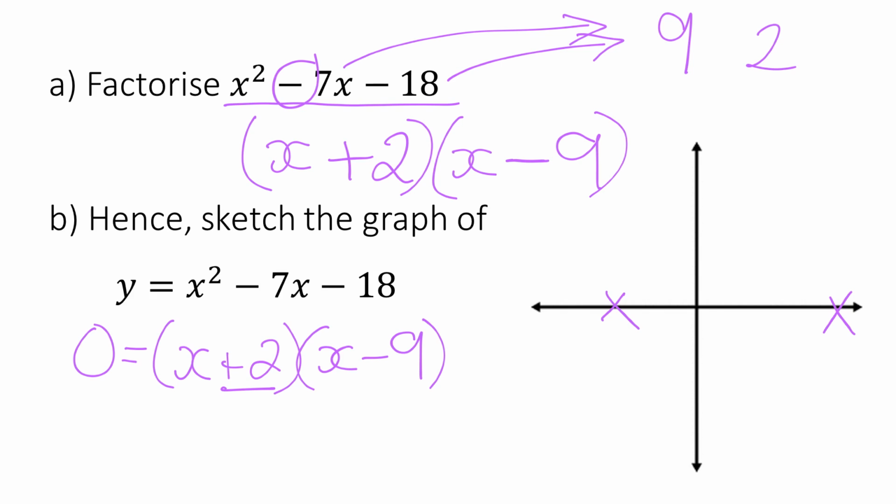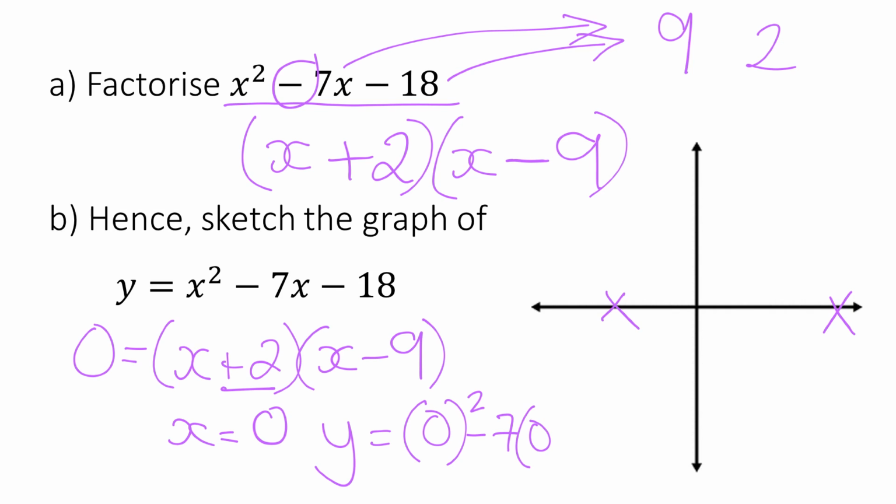The only other coordinate we need to find is where it crosses the y-axis, and to do that we're going to substitute in x equals 0 into our original equation. So we get y equals 0 squared minus 7 lots of 0 minus 18, or y equals minus 18. So we know that the point it crosses the y-axis is at minus 18.